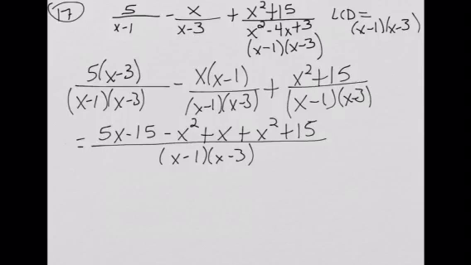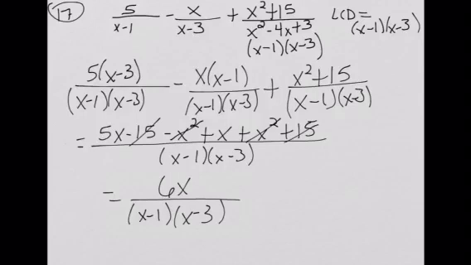So now we see that my x squareds cancel out, my 15s cancel out, and so the only thing we're left with up top is 5x plus x, which is 6x. And on the bottom we have our common denominator of x minus 1 and x minus 3. Nothing else I can do there to simplify that, and so that is your final answer for number 17.